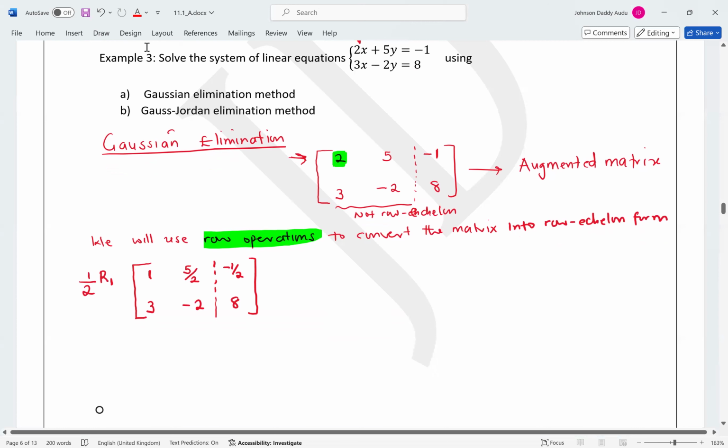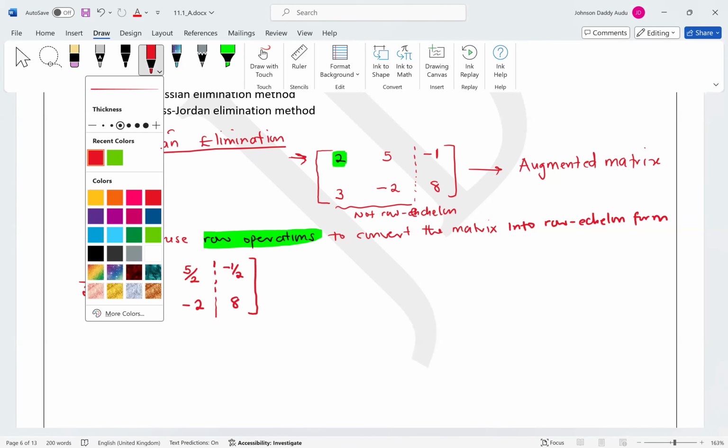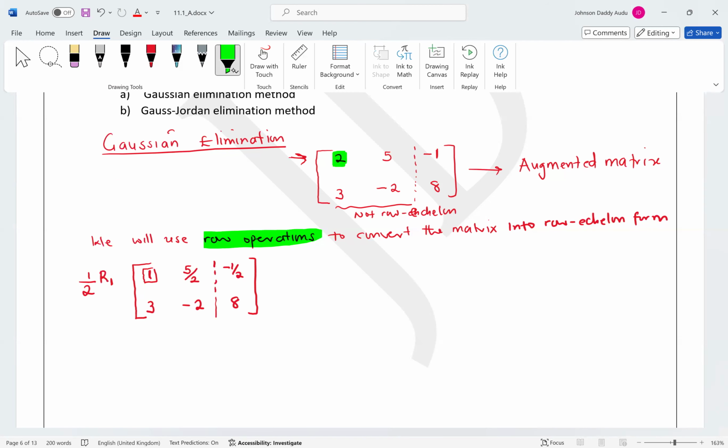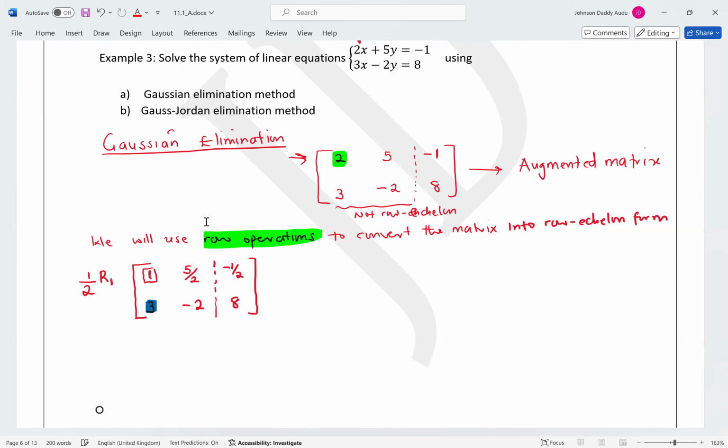But if you are dealing with row echelon, once you have your leading entry, the number below it must go to 0. So it means that this has to go to 0. Let me use this. This has to go to 0.